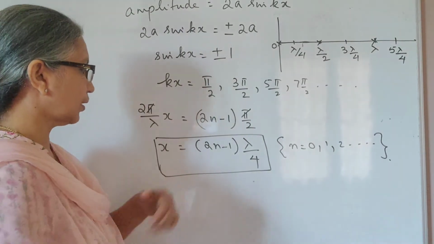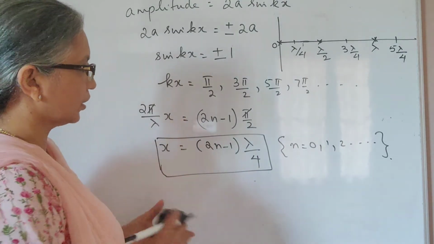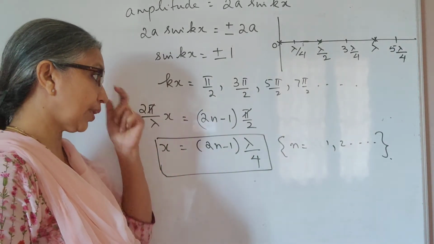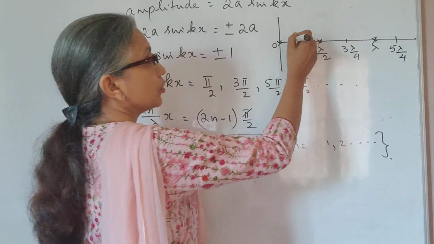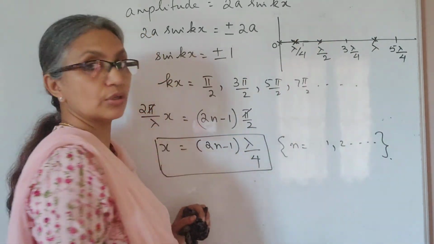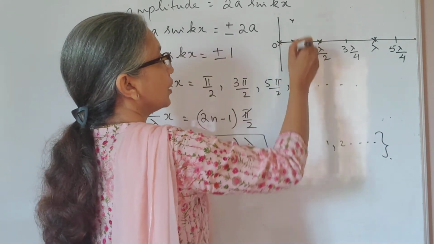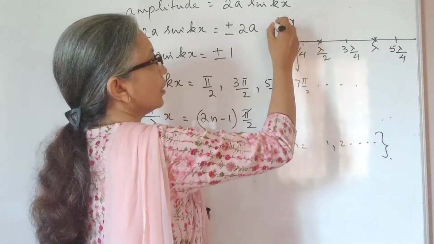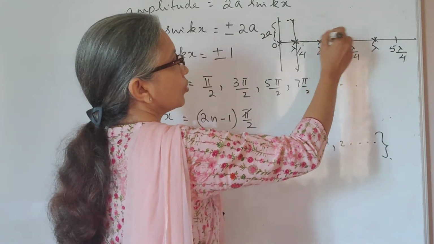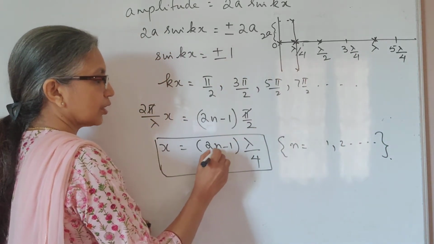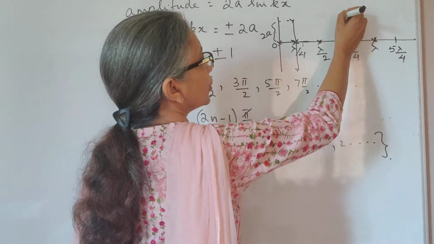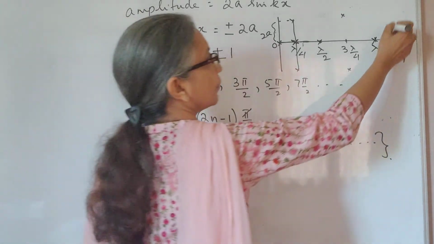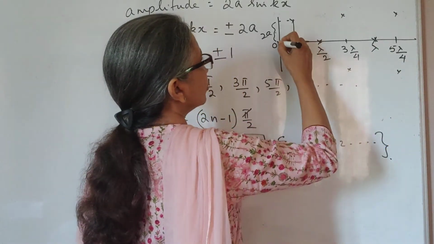So now, let's say, start with 1. If it takes 1, then we have 2n minus 1, that is 1 lambda by 4. So we have this as a position of antinode, where the particle is oscillating with maximum amplitude, which is plus or minus 2a. We also have the next one, 2. If I put 2 here, that is 4 minus 1 will be 3 lambda by 4, which is again oscillating with maximum amplitude. If I put 3 here, that is 6 minus 1, that is 5 lambda by 4, also we have maximum amplitude.